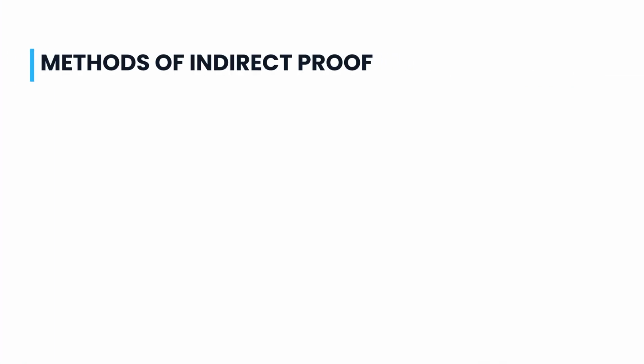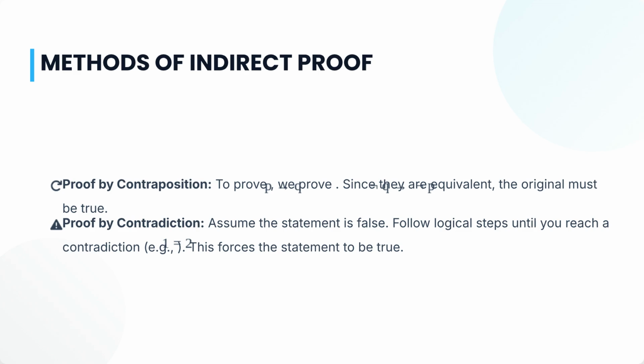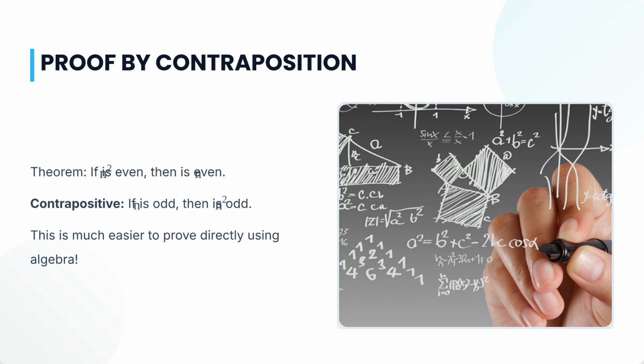We can use indirect proofs, such as proof by contraposition, by showing an equivalent statement is true, or proof by contradiction, where we assume the statement is false to find a conflict. For instance, to prove that if a number squared is even, the number itself must be even, it is often simpler to prove its contrapositive. If the number is odd, its square is odd.